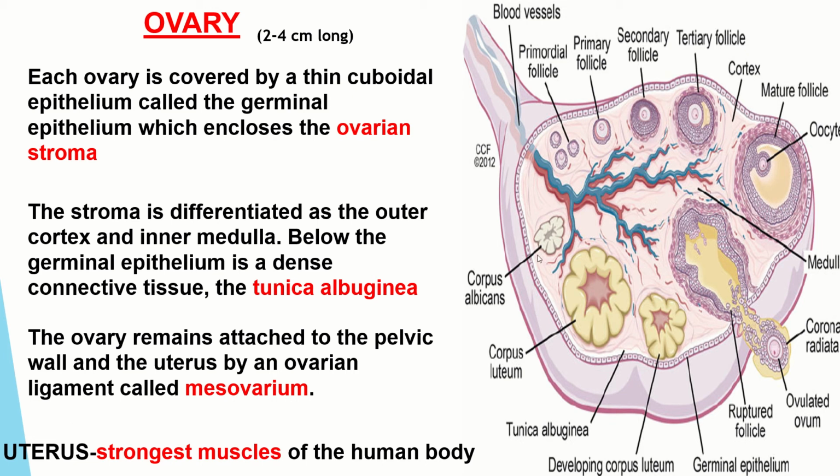And one more thing, this is an addition: in the female body, the uterus is the strongest muscle. It is the strongest muscle of the human body.